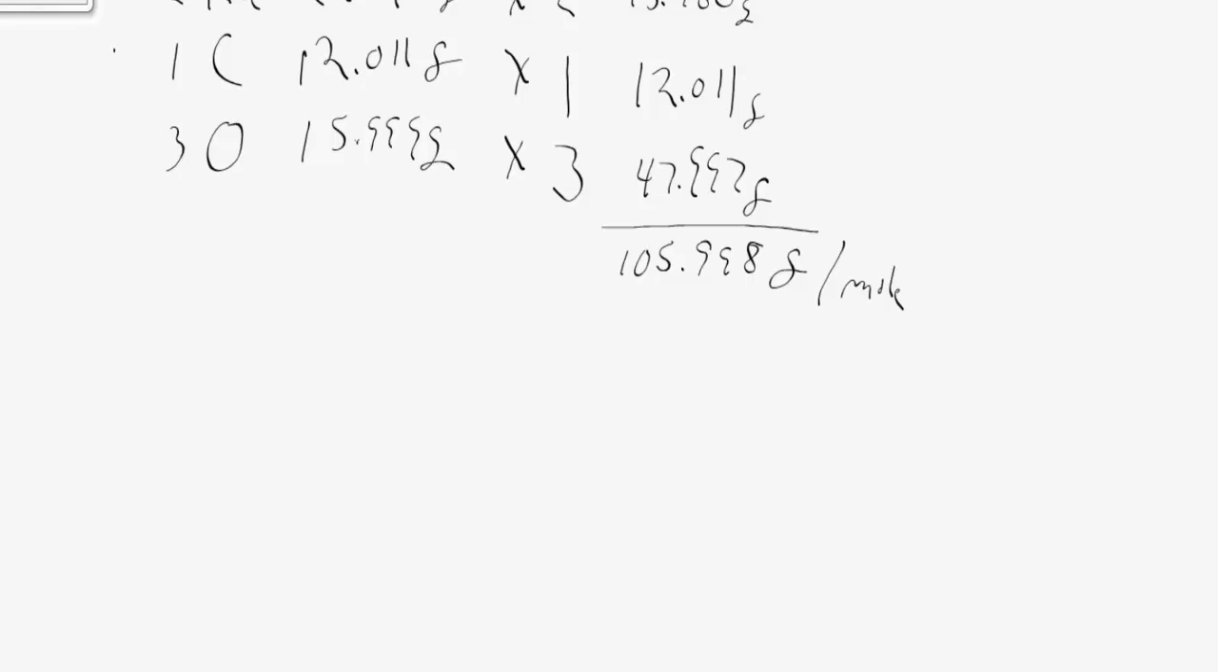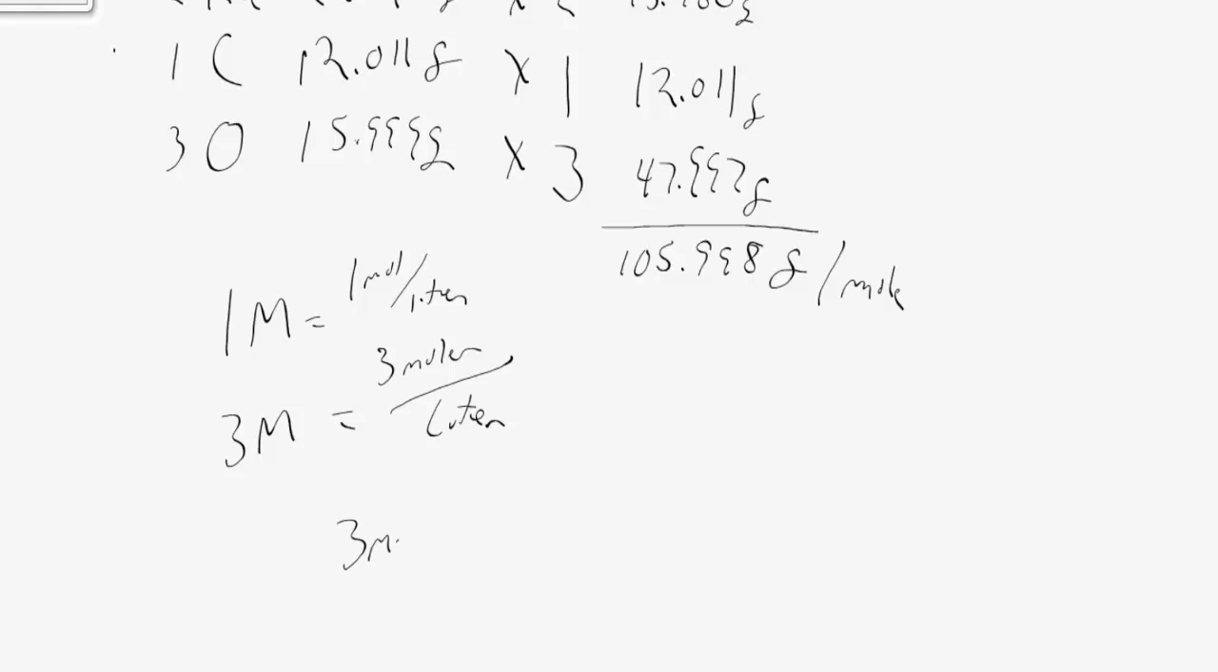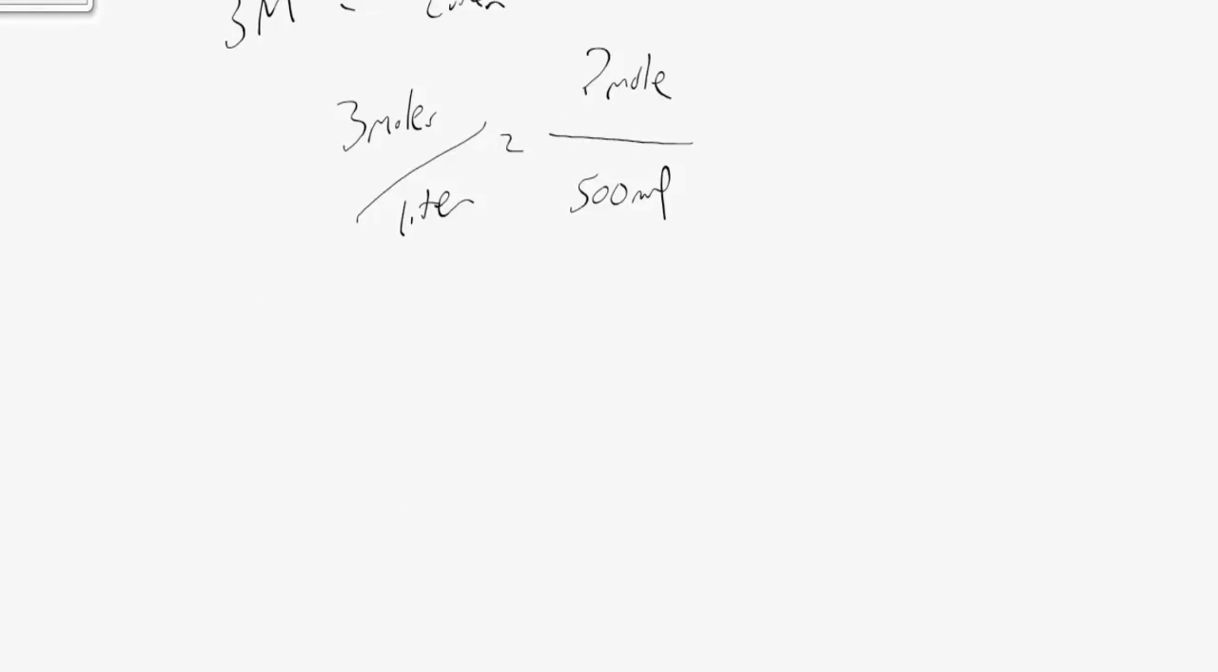All right. So if 1 molar equals 1 mole per liter, 3 molar is equal to 3 moles per liter. So we're wanting a 3 molar solution. Now, if there's 3 moles per liter, we're only wanting to make 500 mils. So how many moles are there in 500 mils? So let's change our liter to mil.